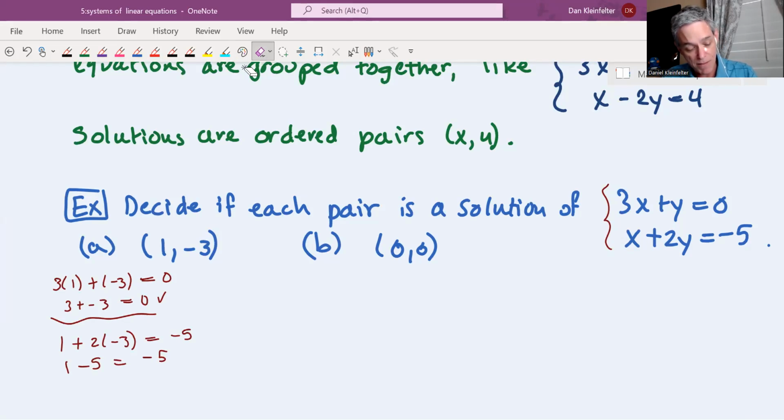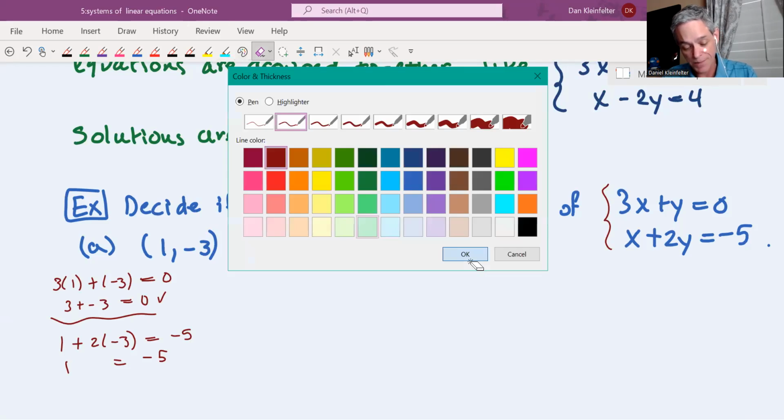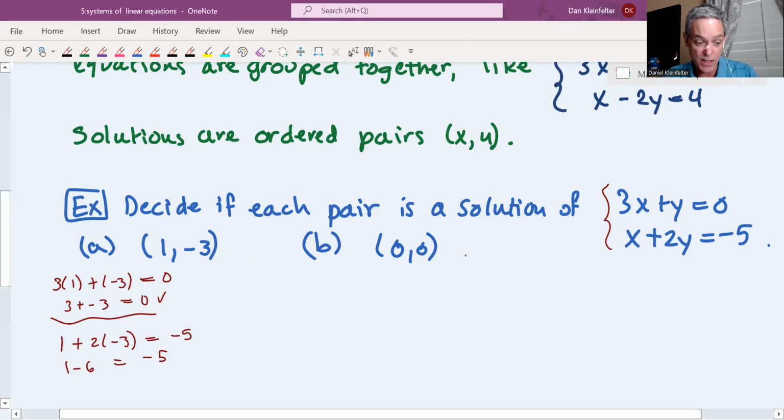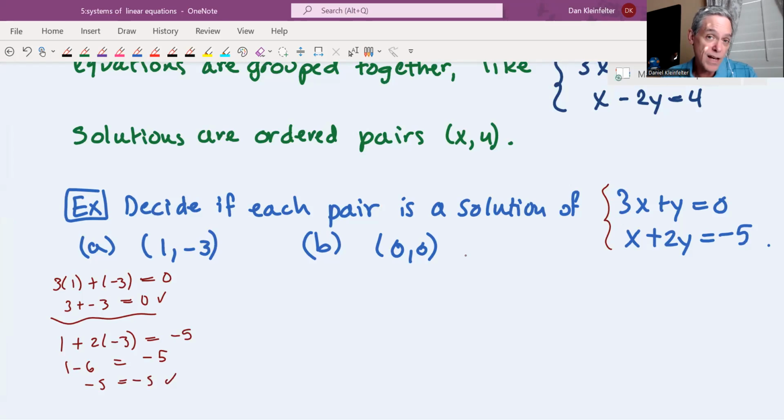Sorry, I got a step ahead of myself. 2 times -3 is -6. So that's 1 minus 6. I wrote the -5 because I'd calculated it. 1 minus 6 is -5. -5 is -5, so that works. This pair of xy values satisfies both equations, and so the answer is yes. That would be a solution to that system of equations.